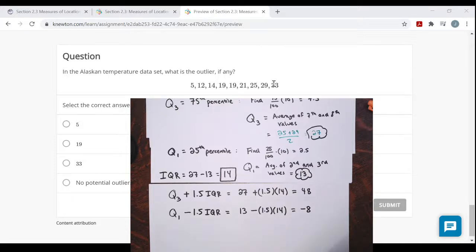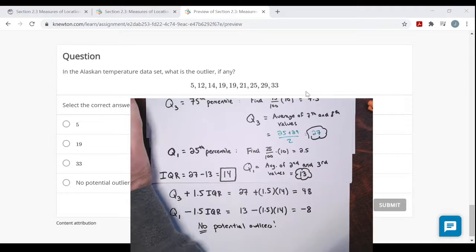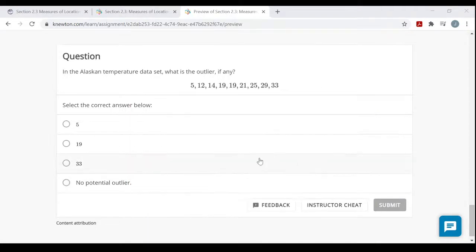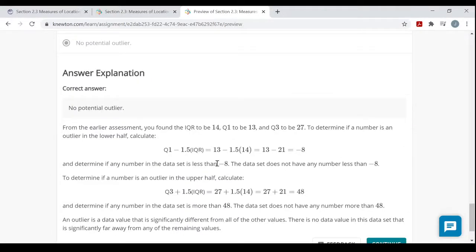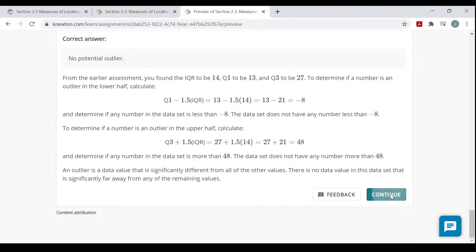So based on these two numbers, there's no number greater than 48 and no number less than negative 8. So there are no potential outliers. There are no numbers that I would consider too far away from the rest of the data. So back to this: no potential outlier based on that criteria. Again, they do the explanation with Q1 minus 1.5 IQR, Q3 plus 1.5 IQR, and so on.